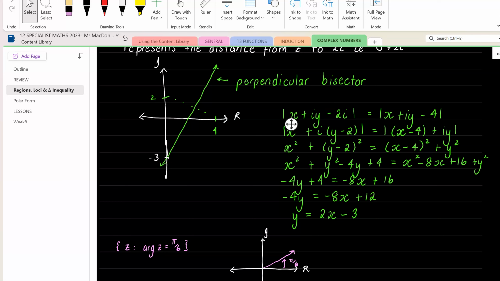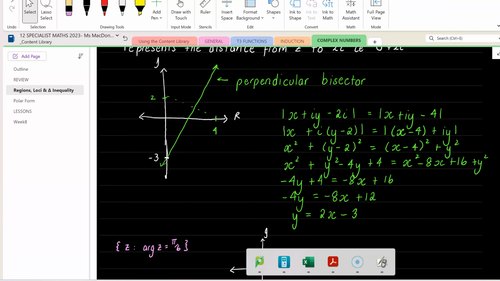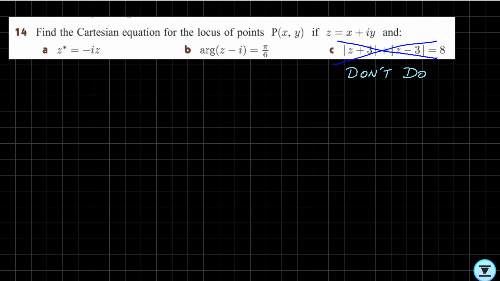So it can be a little bit annoying, but part C is crazy, because what you would need to do is actually put one of these on the other side and then square the whole thing. So you've got 8 times root the modulus of, and so on. It's just too much. So I just thought we'd leave that one. Okay, so have a think about those.